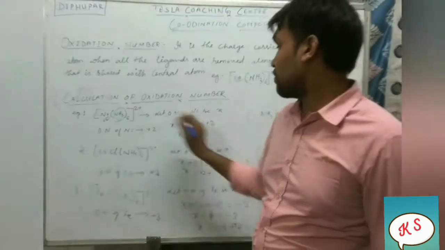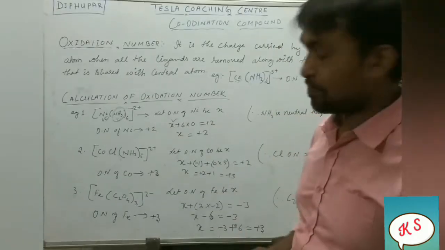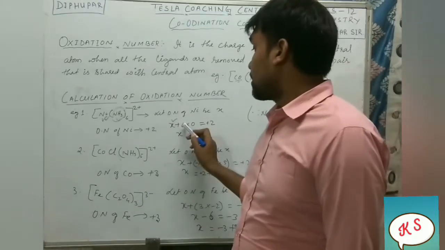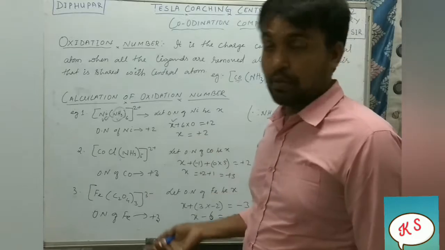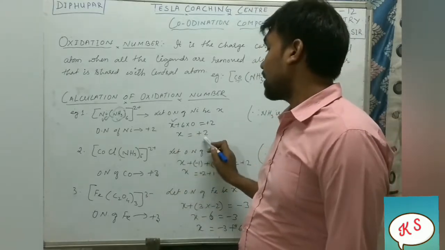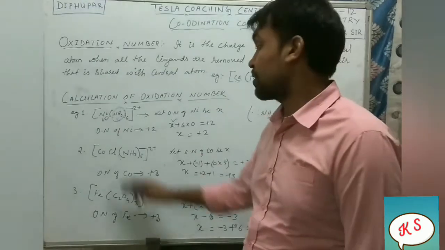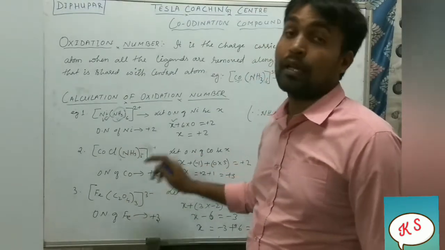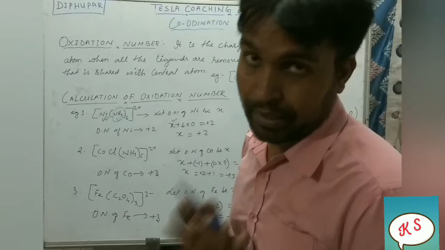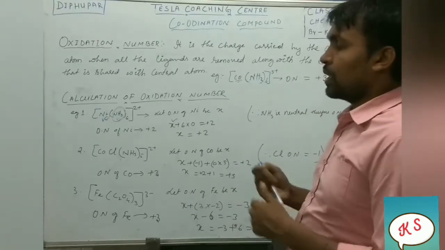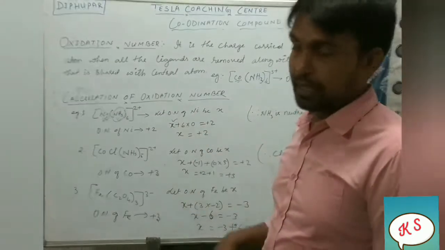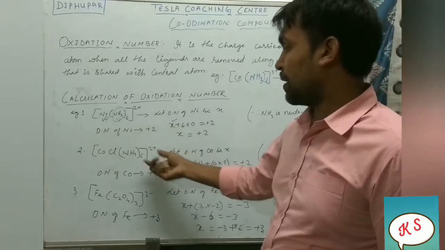If it is minus, we will write minus 2. Then next, 6 into 0 is what? 0 only. So X equal to how much are we getting? Plus 2. So Ni, the central atom's oxidation number of Ni, is what? Plus 2. I hope you have understood it. This was pretty easy. So now let us go to the next one.